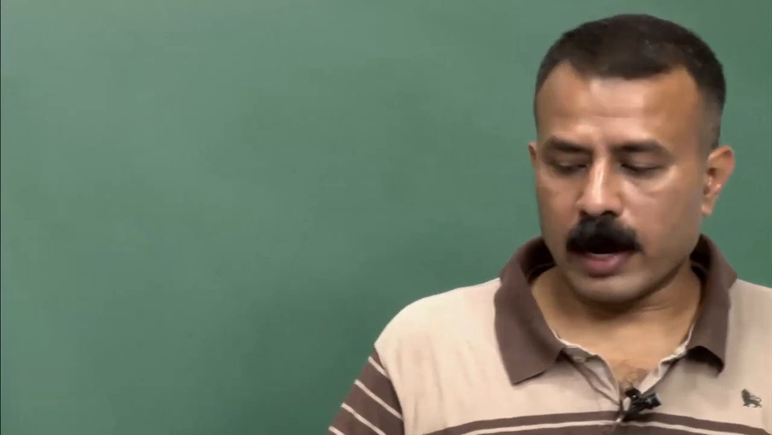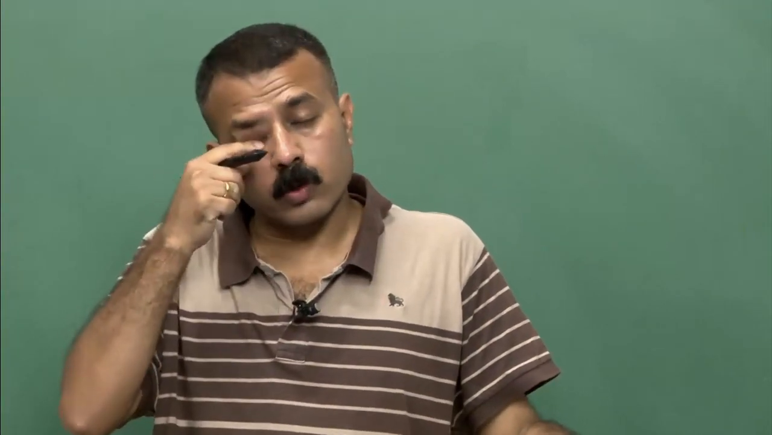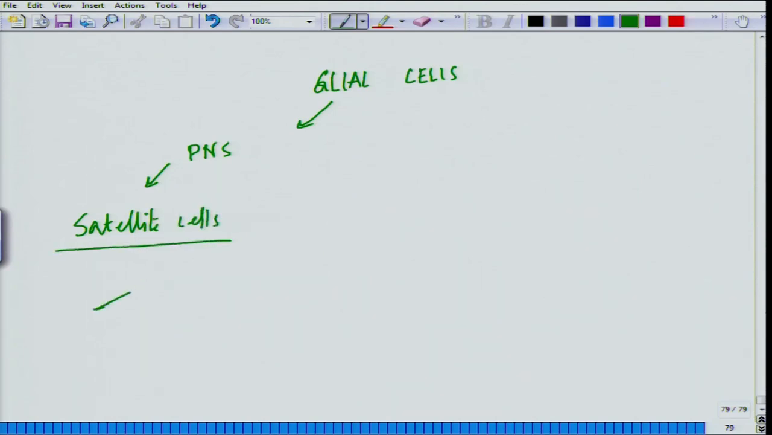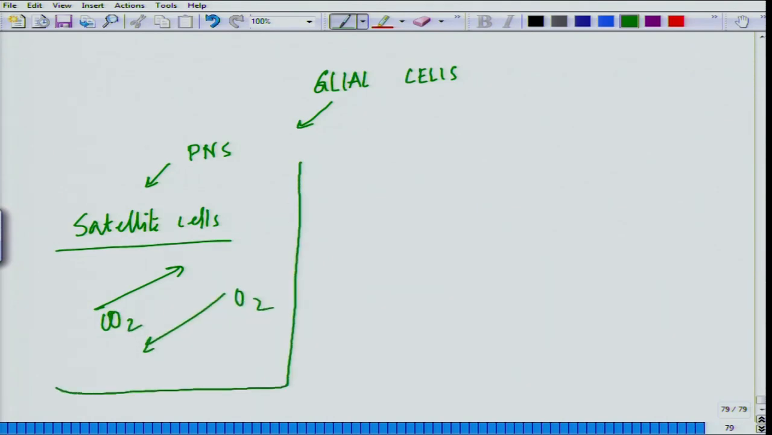So let's come back to the classification. We have talked about two components, the oligodendrocyte from the central nervous system and the Schwann cells from the peripheral nervous system, and we talked about the geometry by which they form the myelination sheath. From here, let's move on to the other classification in that category, which includes your glial cells. Within the PNS, we talked about satellite cells. What do satellite cells do? They ensure oxygen delivery and carbon dioxide removal. This is one of the major tasks they do.